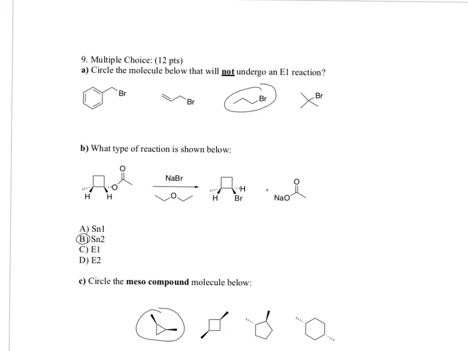What type of reaction is shown below? So this is the NaBr. You need to recognize that that's Na plus Br minus, so it's a reactive nucleophile. Also polar aprotic solvent. So you should be thinking SN2.